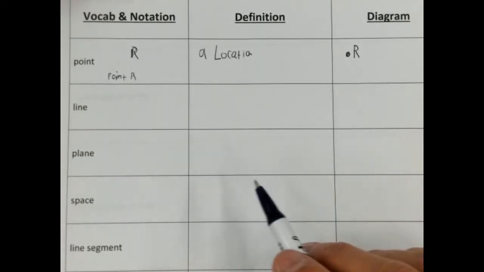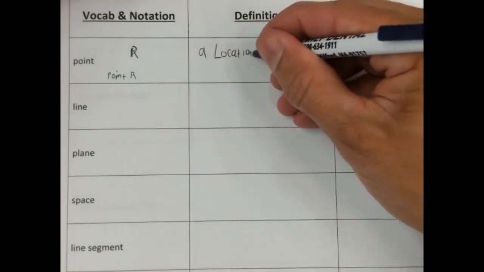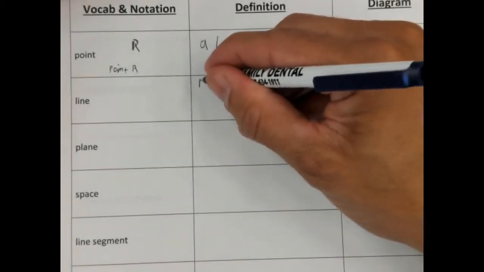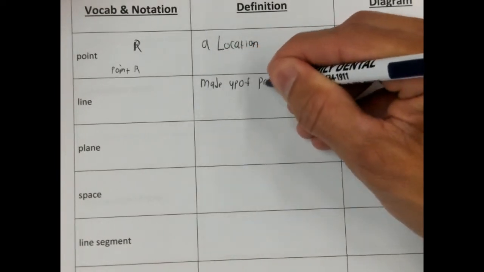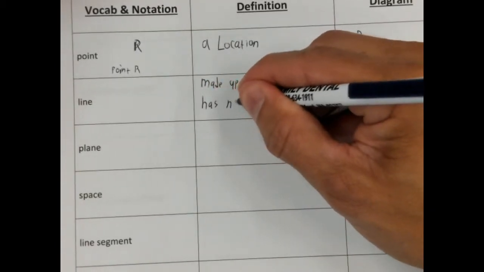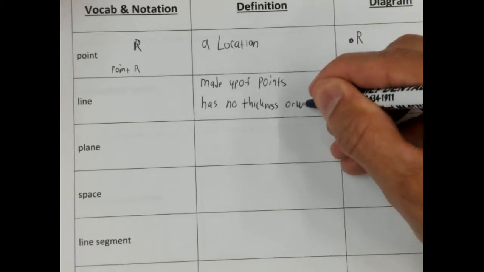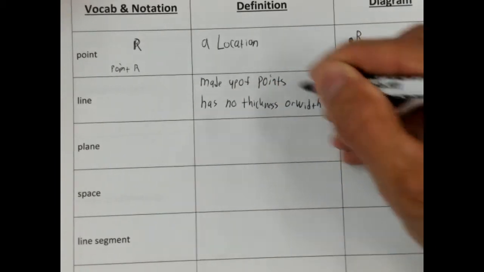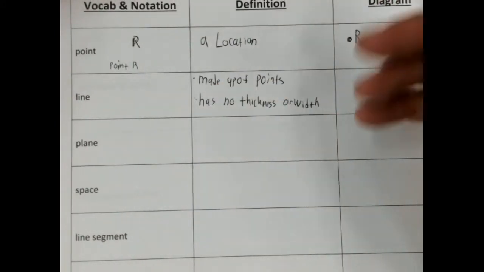Then we have line. So what is a line? A line is made up of points and has no thickness or width. Oops, I messed up location. So made up of points. Has no thickness or width. And it's actually made of infinite points, which is interesting. A line has an infinite number of points on it, but yet it has no thickness or width.